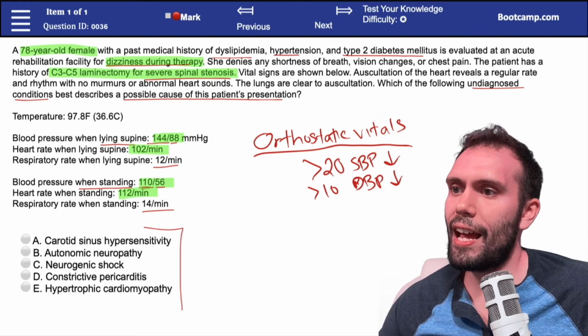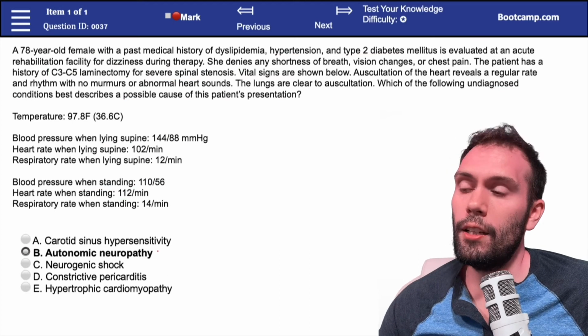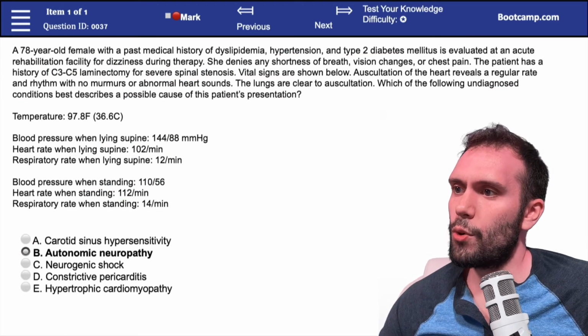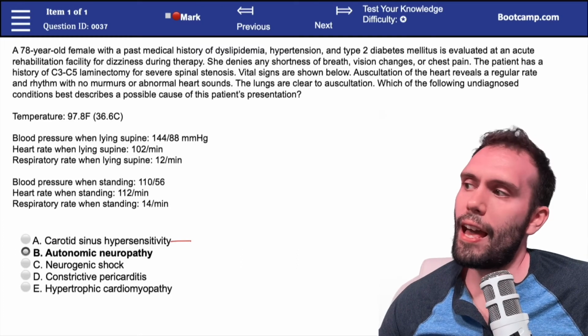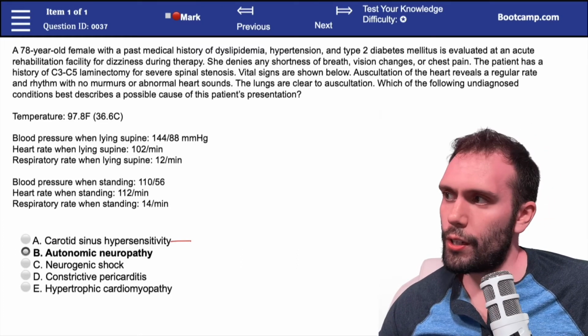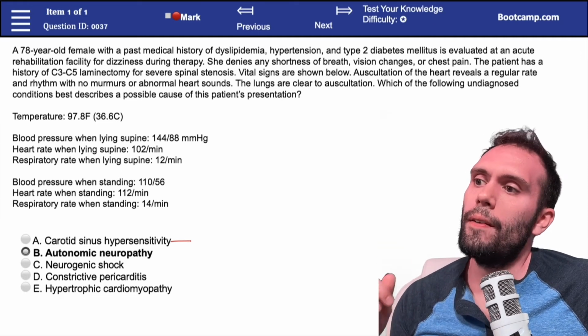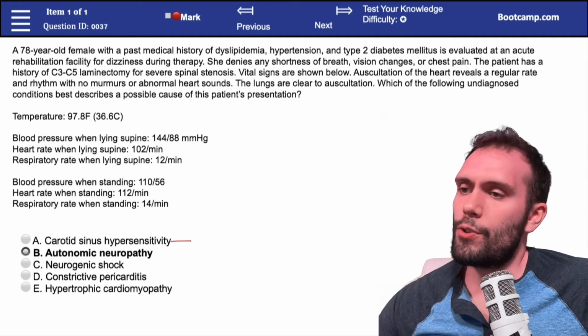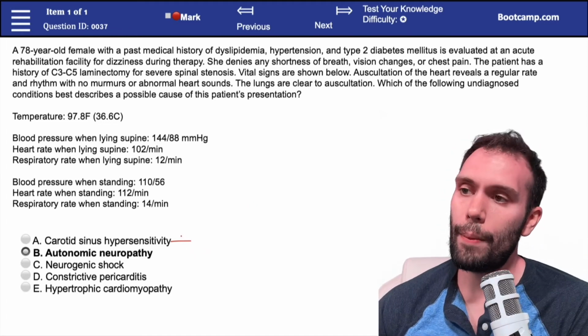But once again, I am leaving you in suspense, so sorry about that. So the answer is B. Let's just go through some of the options here, though. So A, carotid sinus hypersensitivity. Remember, this is classically going to be a patient that is wearing a tight shirt collar, or a patient that is shaving. Older patient generally, and they're going to end up passing out or something like that because of the increased pressure on the carotid sinus, or they have hypersensitivity.